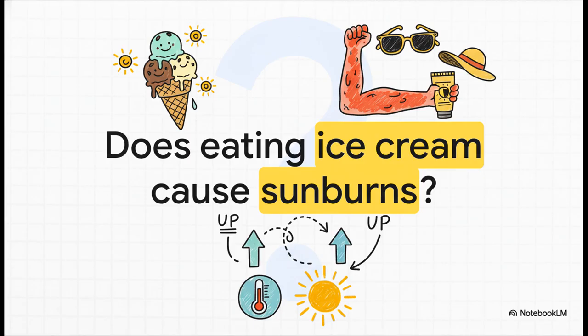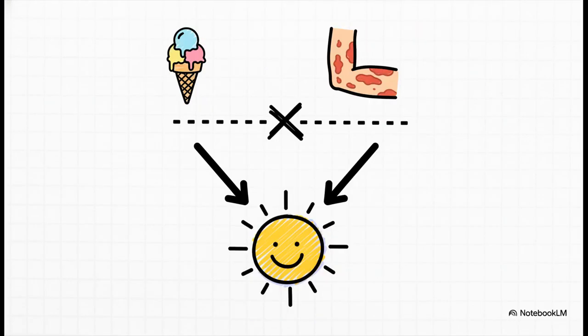But this perfectly shows a classic trap in research. This is what researchers call a spurious relationship. It looks like a connection, but it's basically an illusion. There's a hidden, third variable lurking in the background, in this case, hot weather, that's causing both things to happen. The ice cream and the sunburn aren't affecting each other at all.